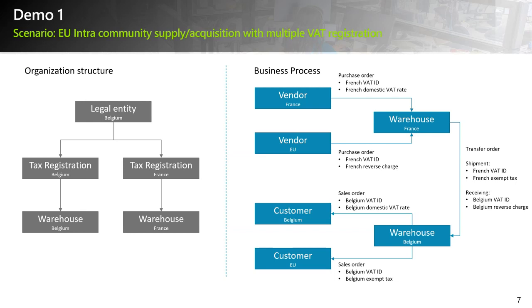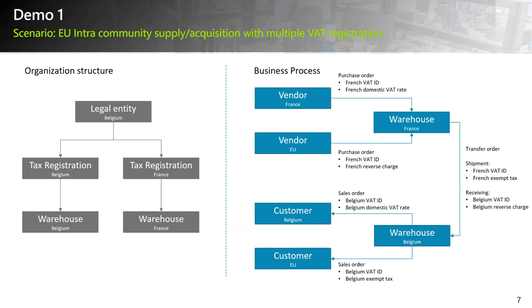So thus a French VAT ID should be applied, and the French domestic and French reverse charge tax codes should be applied respectively. Then they transfer from the French warehouse to the Belgian warehouse, and the shipment part should be under the French VAT ID and the French exempt tax code, and the receiving part under the Belgian VAT ID and the Belgian reverse charge.